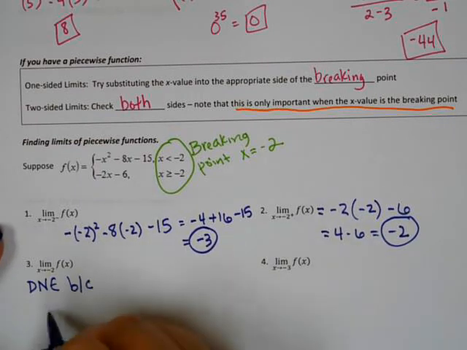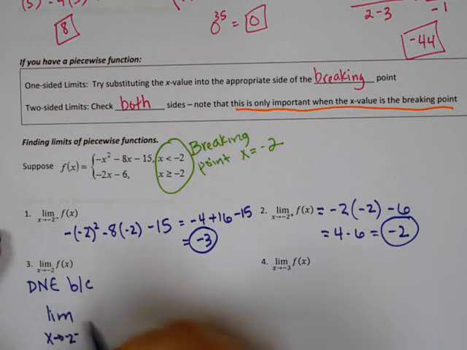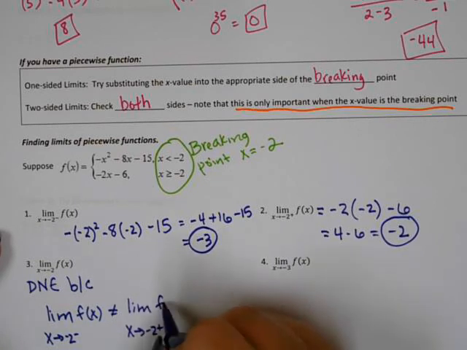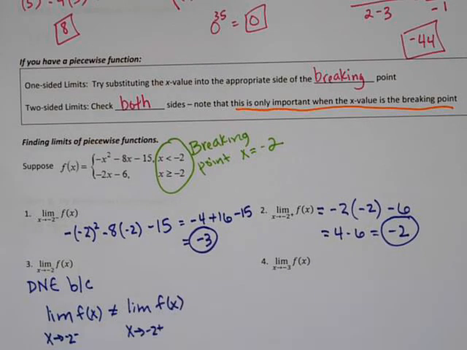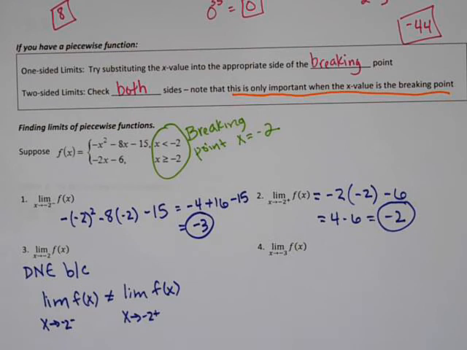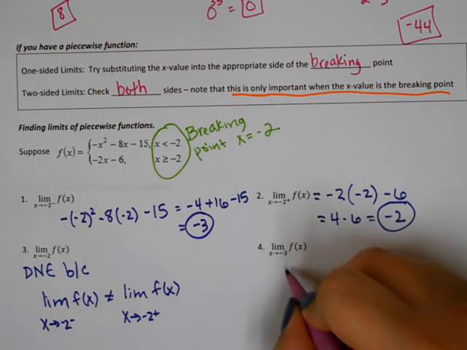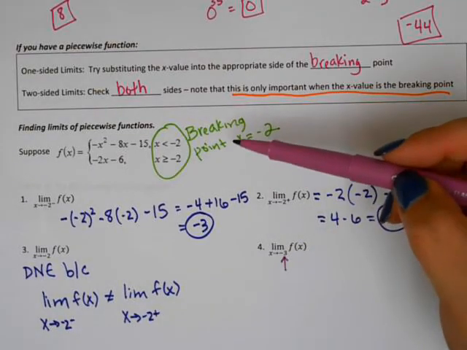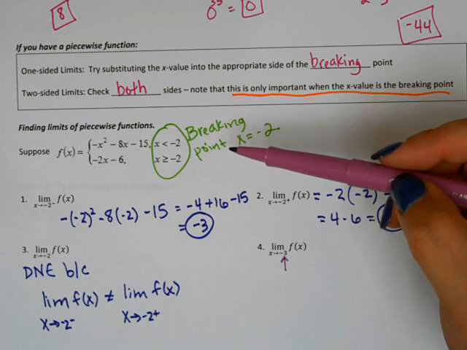Because the limit as x approaches -2 from the left of f of x does not equal the limit as x approaches -2 from the right of f of x. Okay, now let's look at the limit as x approaches -3 of f of x. What I want to point out here is that -3 is not our breaking point, which means I don't have to worry about checking both sides.